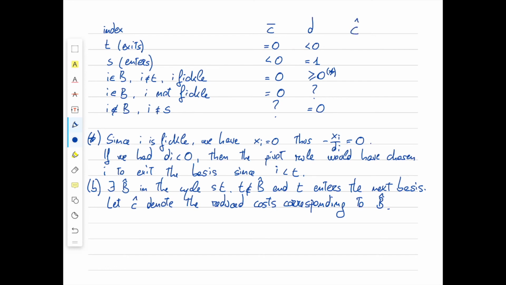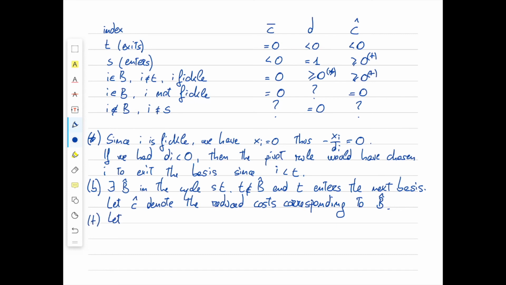What I want to do now is to go back to my table and consider a new column corresponding to c hat. Since t enters the basis, we know that its component t is strictly negative. For the variables i in B that are not Fickle, we know that they're also in B hat, therefore the reduced cost is 0. Then for the last row, I don't care, so I'm just going to put a question mark. Now I have only 2 blanks in the table to fill in, and I'm going to show you that they both are greater than or equal to 0. So let's show it below.